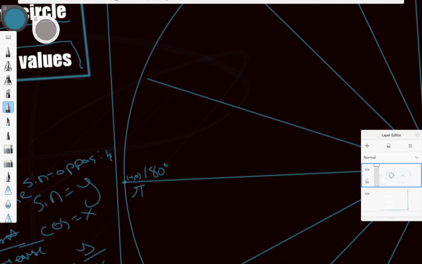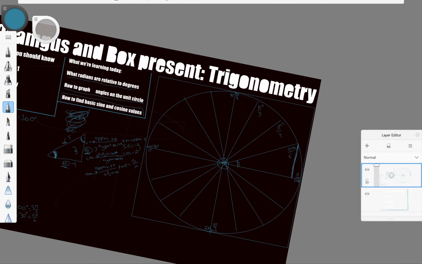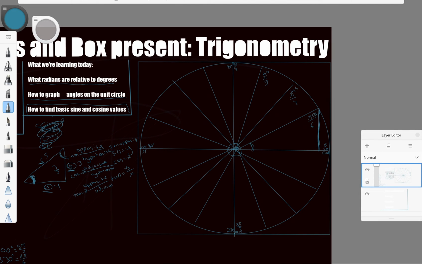How about at pi? Well, negatives still apply here. Might not make much sense at first, but negatives apply. The cosine is -1, the sine is 0. And then same thing here: the cosine is 0 and the sine is -1 down at 3 pi over 2.